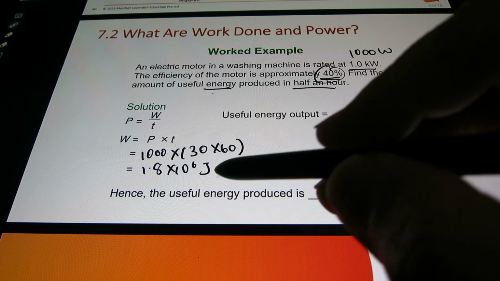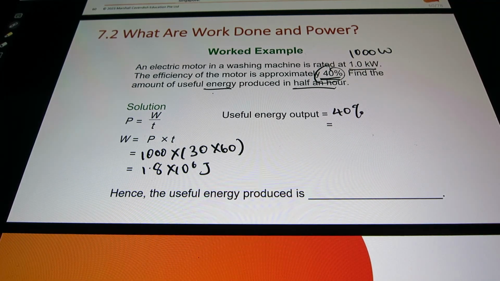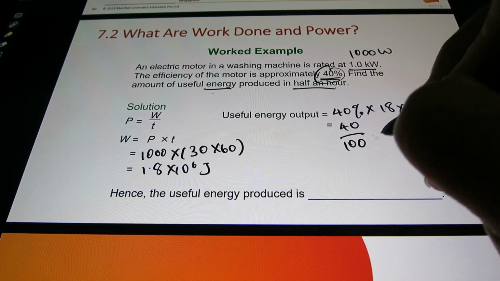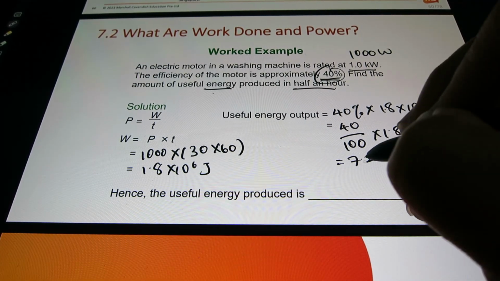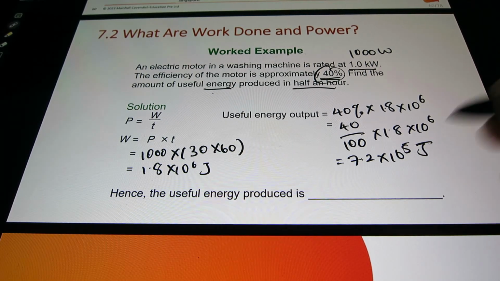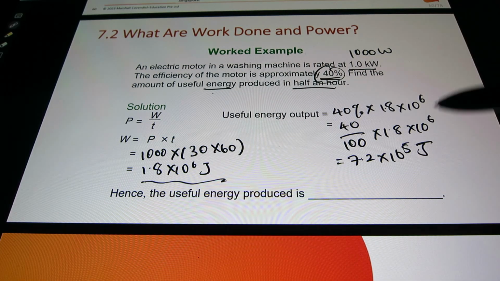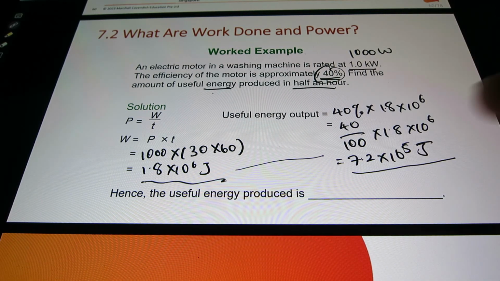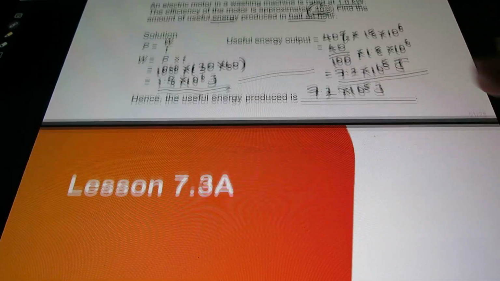But the machine is not 100% efficient, it's only 40% efficient. So what I need to do is just take 40%, multiply by the energy that is actually supposed to be there. Alright, 40% is just 40 over 100 times 1.8 times 10 to the power 6, and that will give me a value of 7.2 times 10 to the power 5 joules. So while I may input this amount of energy, the useful energy output is only this amount, which is less than this. Alright, so hence the useful energy output is just 7.2 times 10 to the power 5 joules.